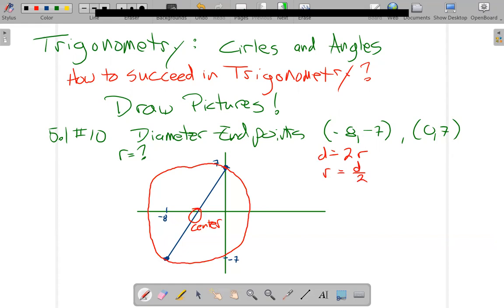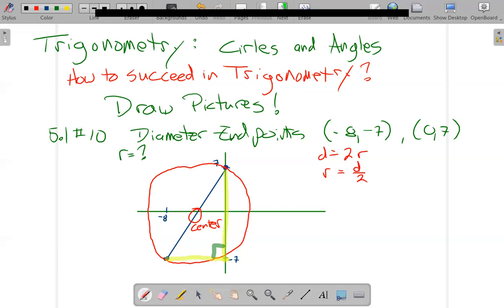So we can just find the distance between those two points, and then we only want half of it for the radius. So the length of the diameter here, and remember, the distance formula is just the Pythagorean theorem. So if I just imagine drawing a triangle with horizontal and vertical legs, and that triangle is a right triangle, then I can just use the Pythagorean theorem. So I'm going to do that first since I have the picture.